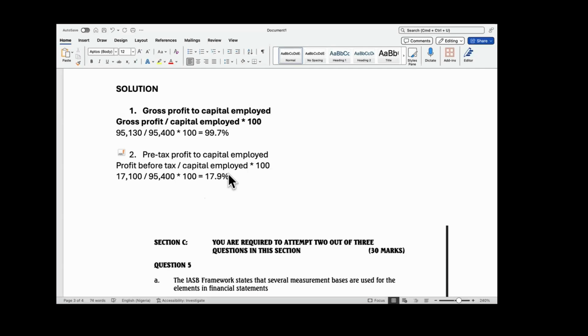Okay. And yeah, these two are profitability ratios, not investor ratios. They are profitability ratios. They measure profitability.